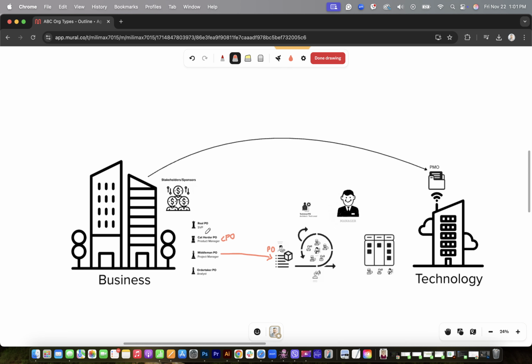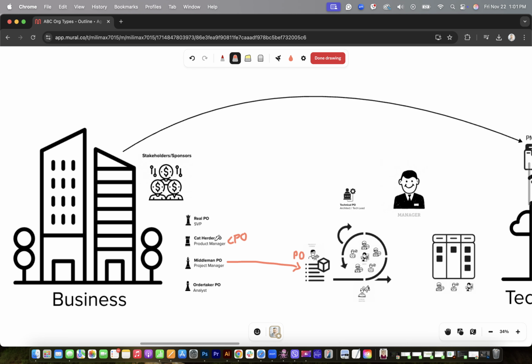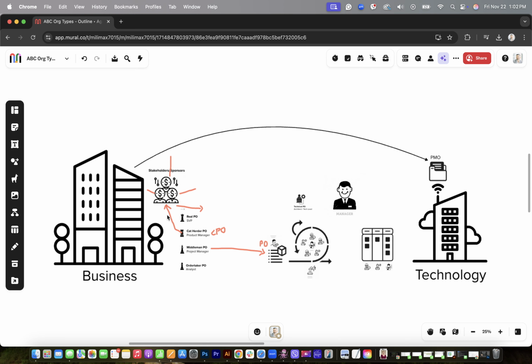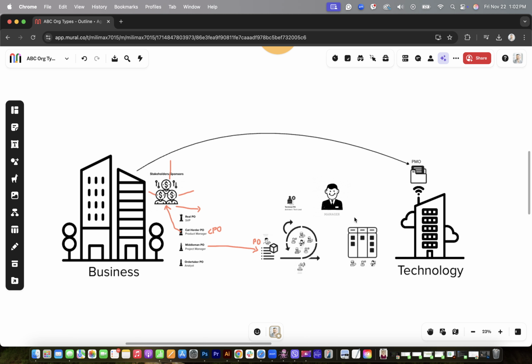And to come back to the product owner, even if you have somebody like a cat herder here, a product manager being a product owner, they still don't own anything. So if they're reporting up to three people here, and these three people are going in opposite directions, this product manager or product owner or chief product owner can't really say, oh no, we're going to go this way. They just don't have the authority to do that.